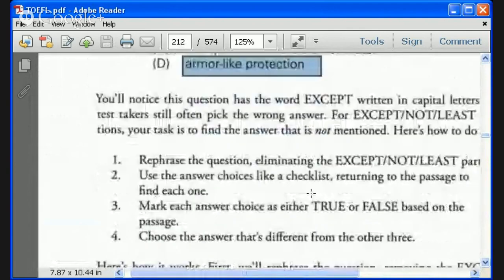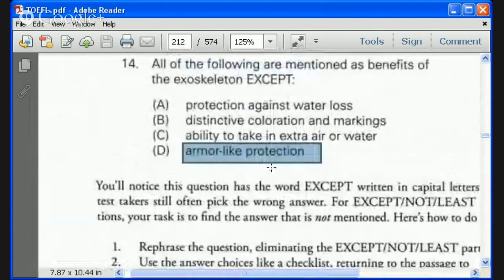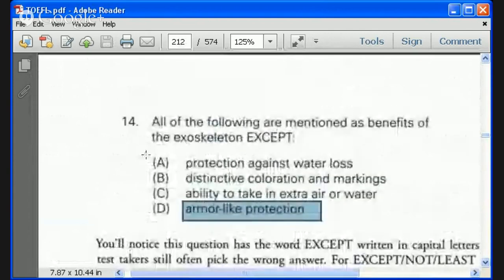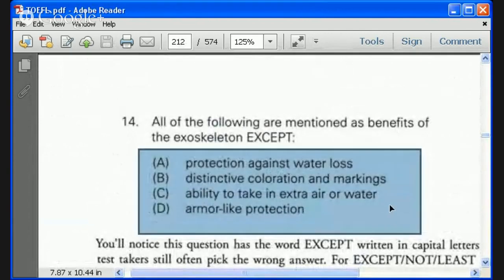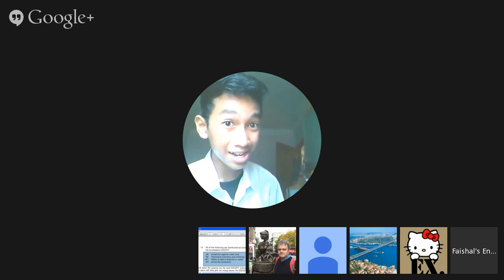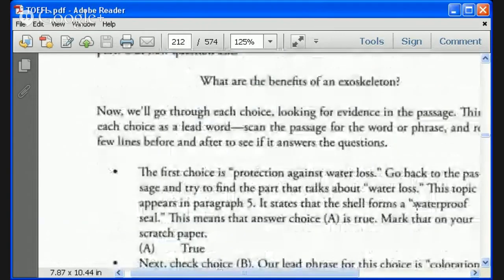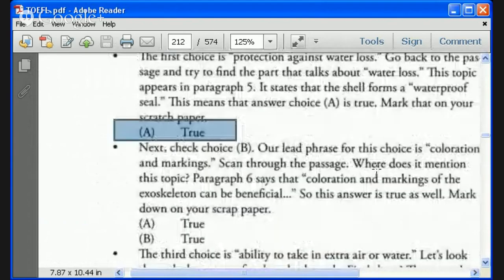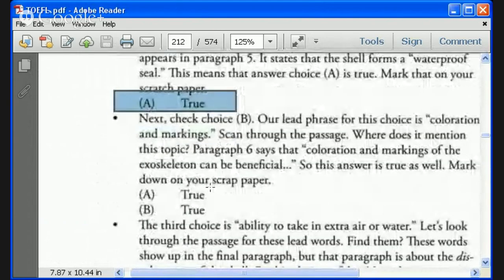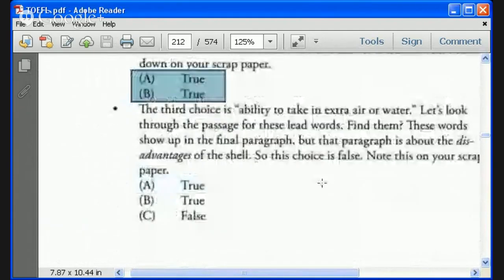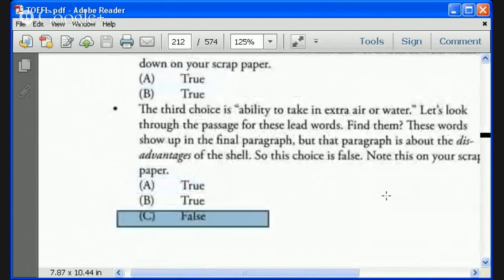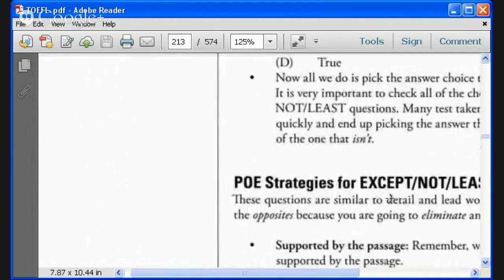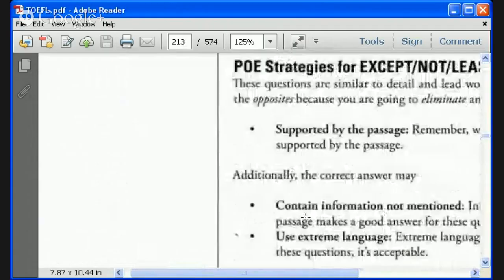All right. So what do you think? If you had to pick one, Faisal, where would you go? I picked C. All right. Okay. Well, A is true. Yes, we very distinctly found that. B, coloration and markings is true. Okay, we found that. C is false because there is no protection. Hooray! Right, you are correct.